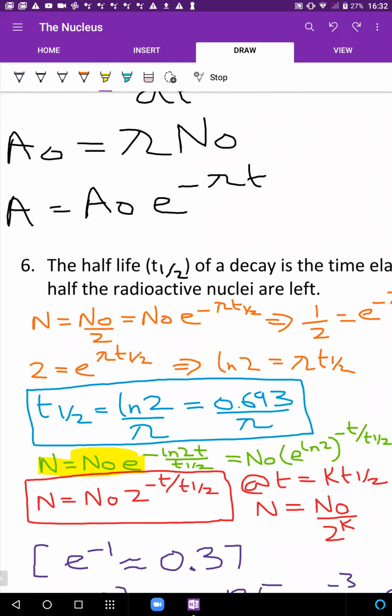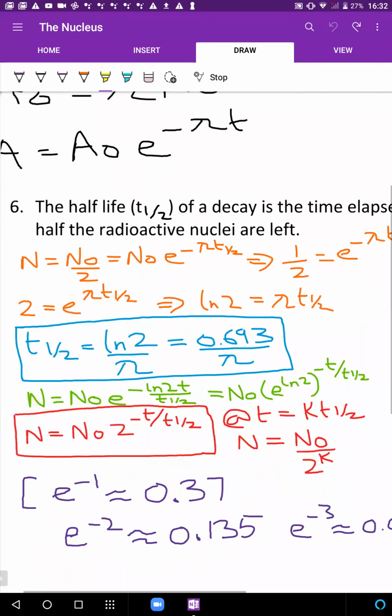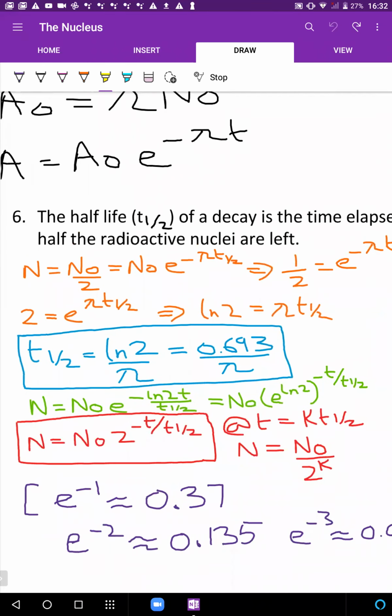Okay. And यहाँ से I will get कि it is n naught into e raised to ln2 raised to minus t by t half. And e raised to ln2 is basically 2. So this becomes n naught 2 to the power minus t by t half. N naught into 2 to the power minus t by t half.